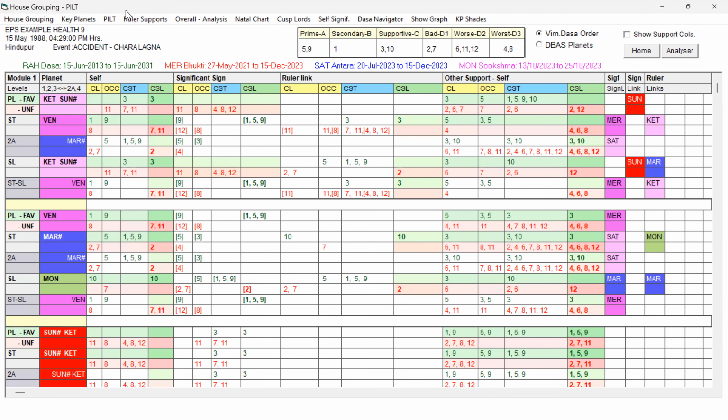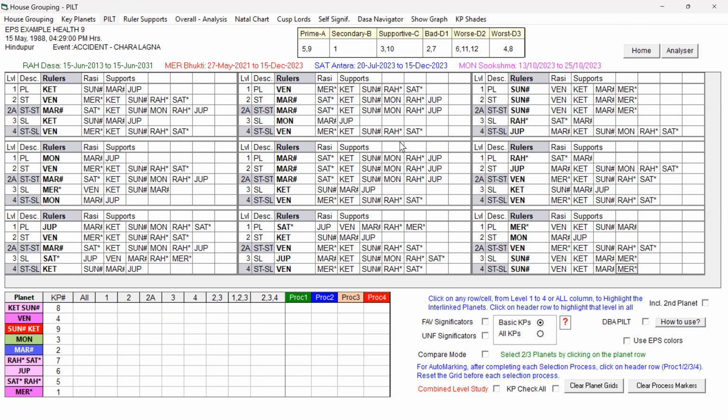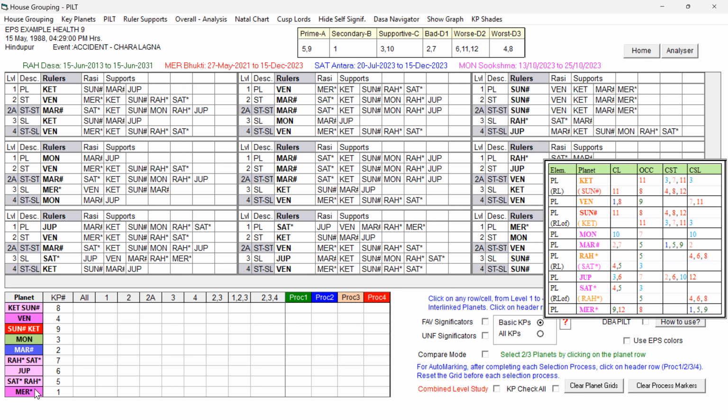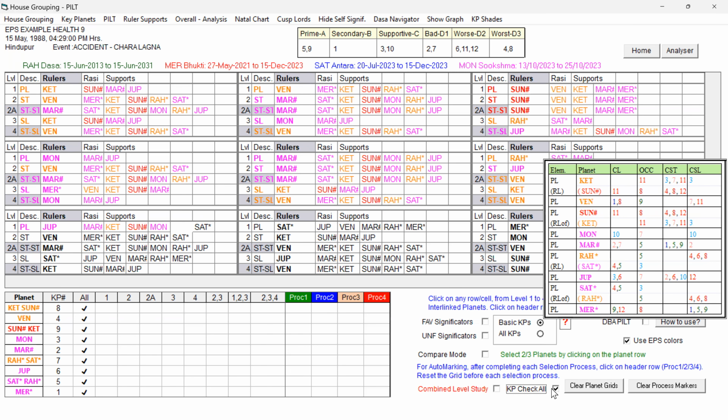The key planet states whatever we have given manually in the previous video under self-significators, the same colors we can use, or we can also use the key planet states generated by the software. For the continuation of the previous video, let us use the same colors and use EPS colors so that the colors will change to the manually assigned colors. We can also use the KP check all so that all the planets in the PILT tables will get the respective colors.